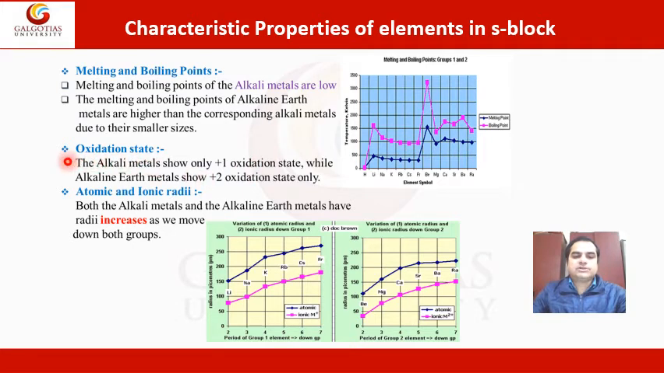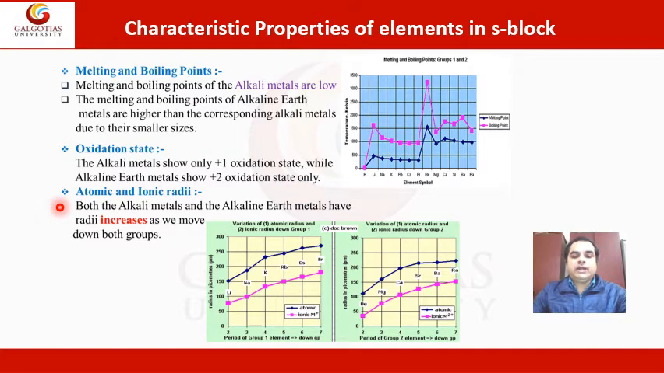If we discuss oxidation state, then alkali metals show only the plus one state, while alkaline earth metals show the plus two oxidation state, as we discussed in the earlier slide, because they are highly electropositive metals. In group 1 we have only one electron present in the s orbital, that's why they can release one electron, so they have the plus one oxidation state. But in case of alkaline earth metals, we have two electrons present in the s orbital, that's why they can make only the plus two oxidation state.